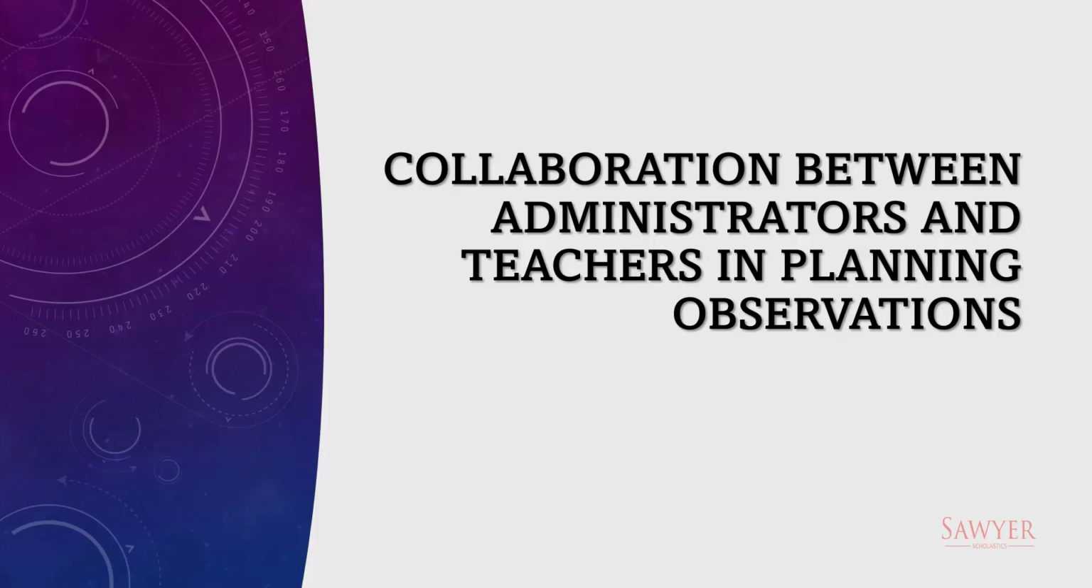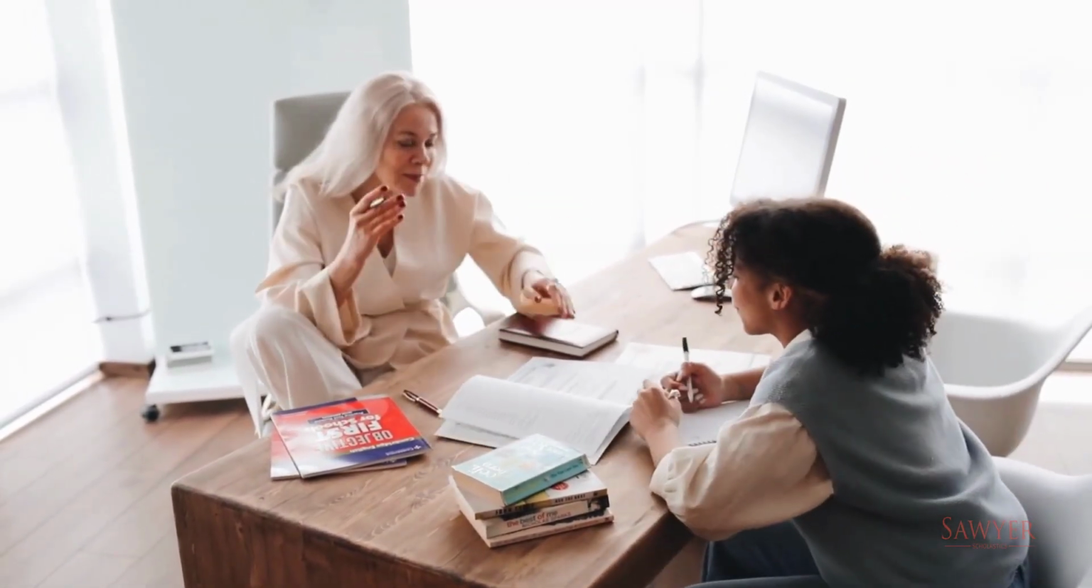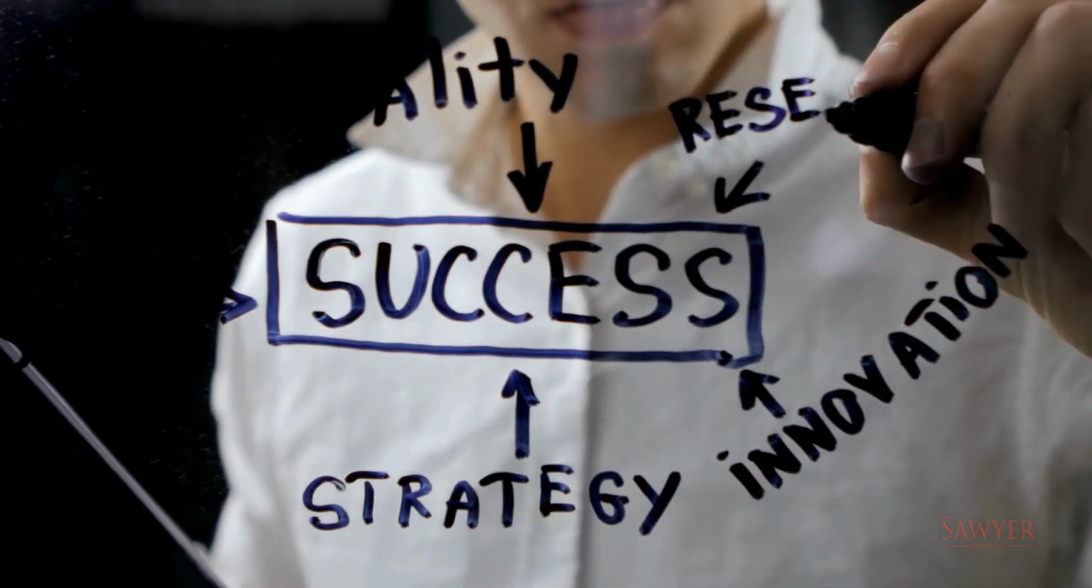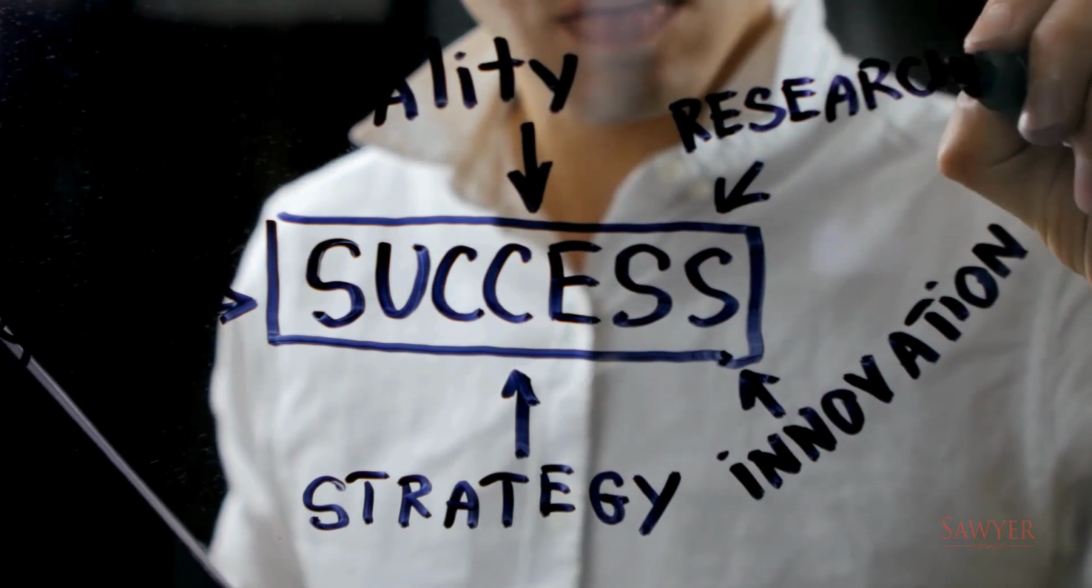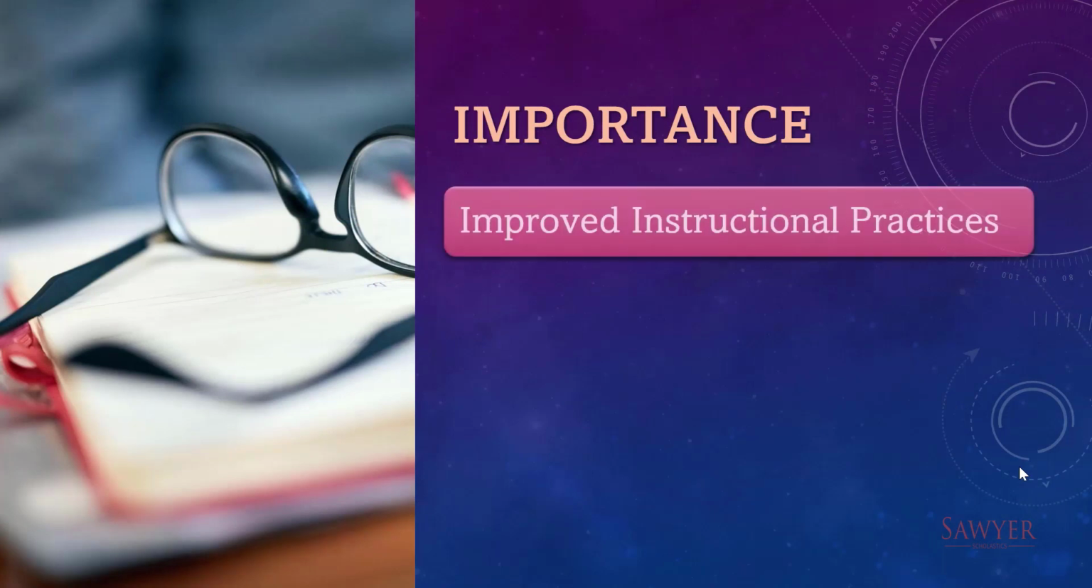Okay, so now let's talk about collaboration between administrators and teachers in planning the actual observations. No matter what type of observation they are, they should be planned out, because remember that planning leads to success. First, let's address the importance of collaborating. First of all, we have improved instructional practices that come out as a result. Remember, the collaboration allows administrators and teachers to work together to develop observation criteria and tools that align with the school's instructional goals and standards.